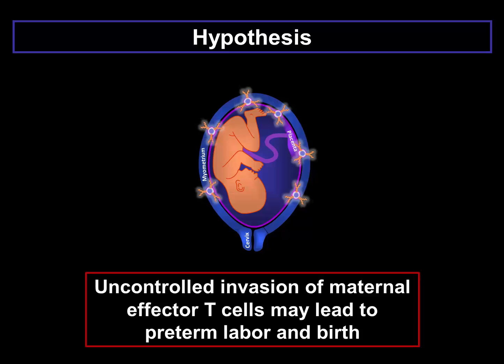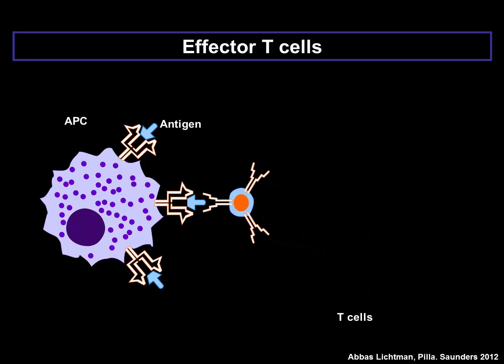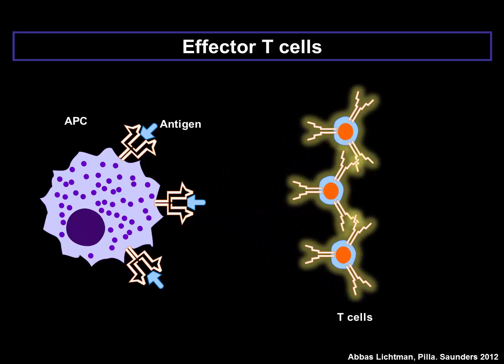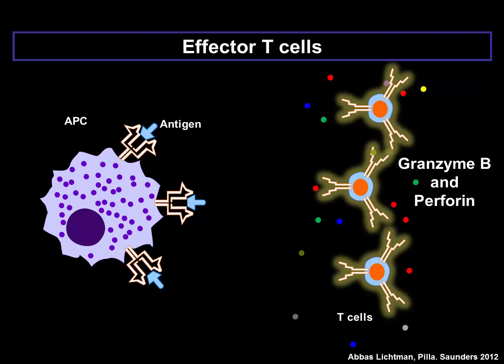We hypothesized that the uncontrolled invasion of maternal effector T cells may lead to preterm labor and birth. We focused on effector T cells, since these cells are primed towards a specific antigen and can release cytotoxic molecules.